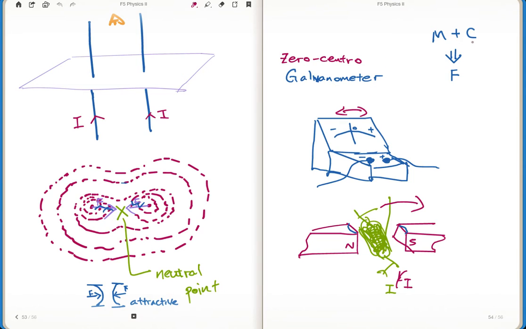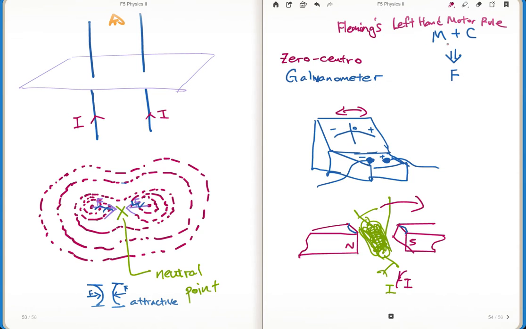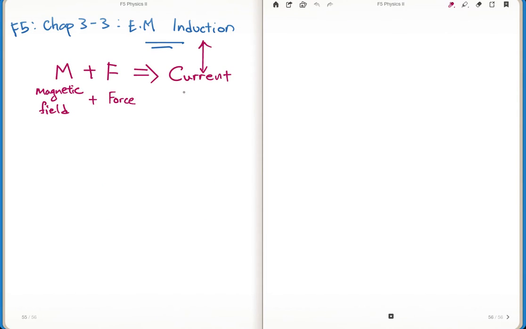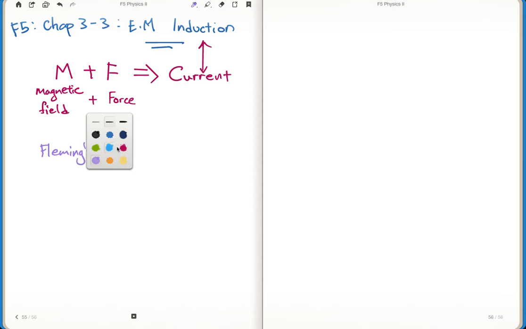This one is magnetic field plus current, you get force. This is the Fleming left-hand motor rule. Whereas for this one, magnetic field plus force gives induced current, and this is the right-hand rule. I mean, not the Fleming left-hand rule, right-hand rule, sorry.